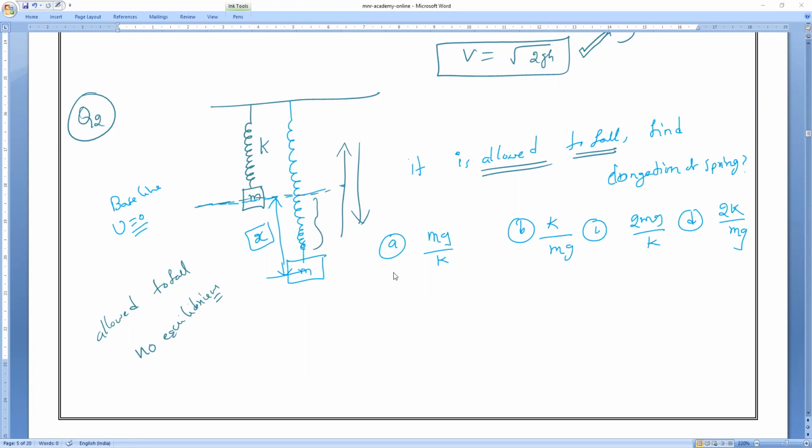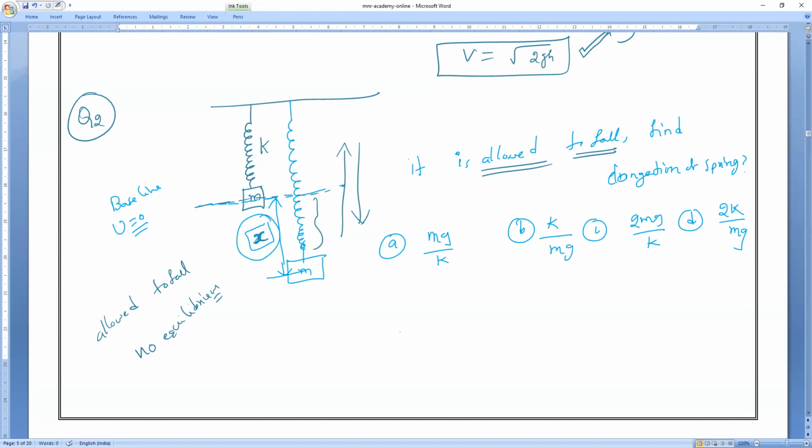Now here, there is no external force and no friction. So we have to find the elongation of the spring. Elongation of the spring means how much it is. What is that elongation of the spring when allowed to fall? X. So let us see how to find it.